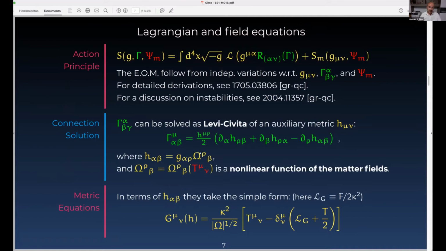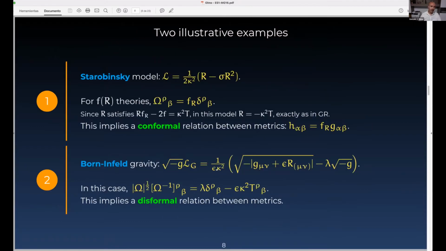Now let me give a couple of examples to illustrate what this omega is. Okay, because the new thing in these theories is this deformation matrix. So let me give a couple of examples. For instance, if we consider the gravity Lagrangian to be this quadratic f of R model, the Starobinsky model, then one finds from the field equations that the omega is diagonal. So the relation between the metrics H and G is conformal. Okay.